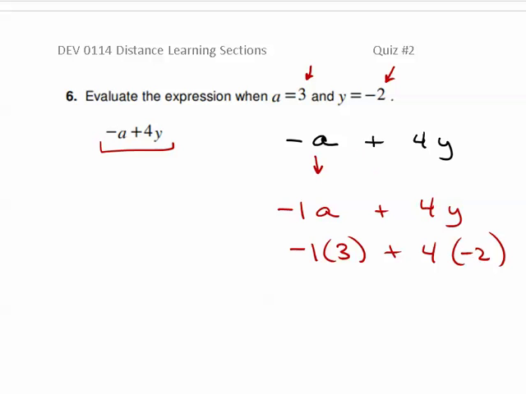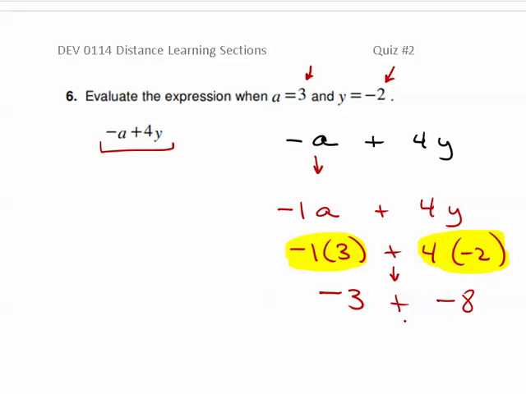Now the order of operations says to multiply, so we're going to go ahead and multiply the negative 1 times the 3, and we have 4 times negative 2. So individually, negative 1 times 3 is negative 3, plus, bring down the addition, and 4 times negative 2 is negative 8.